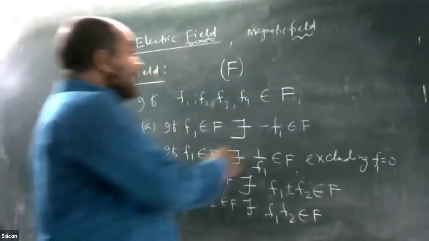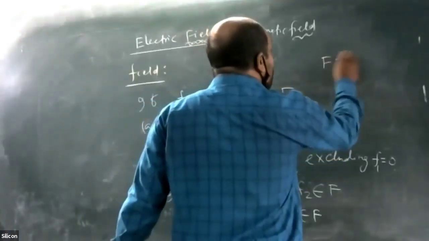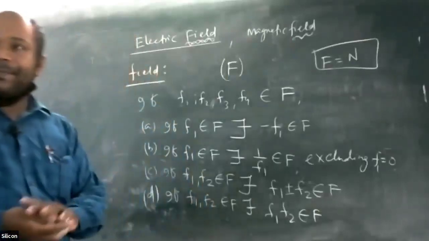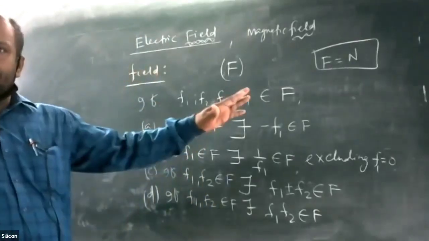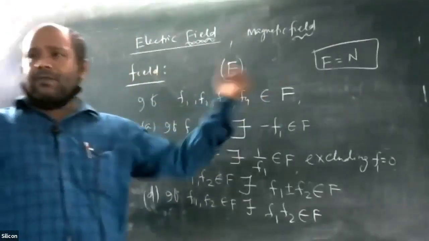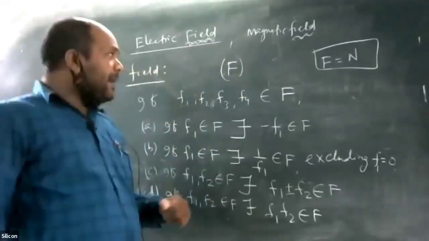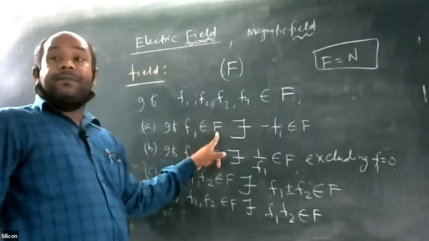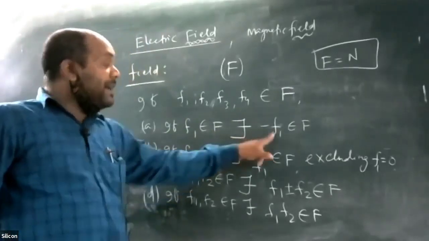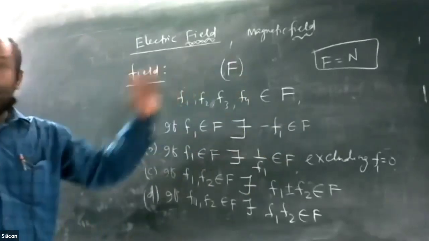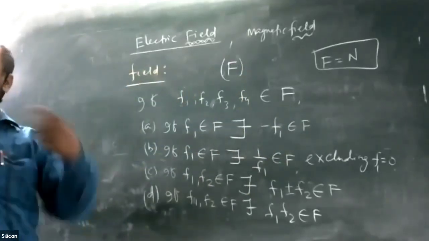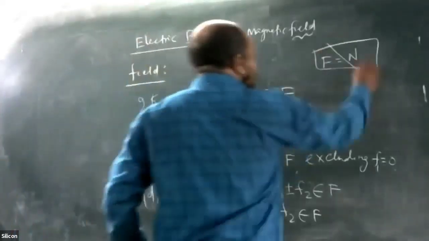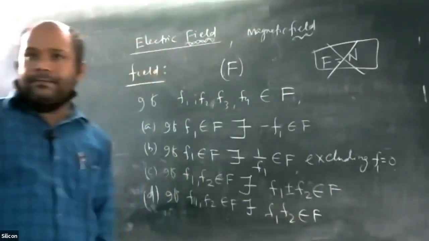Okay, let's say field F is equal to the natural number set. Does it satisfy this or not? If it satisfies all the criteria, then we can say the natural number set is a field. If you take 5 as an element, there must exist minus 5. Is minus 5 there in the natural numbers? No. Can I say the natural number set is a field? No, it is not satisfying this condition. That means natural numbers are not a field.